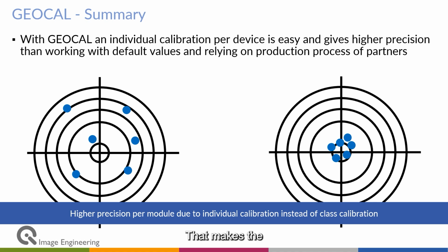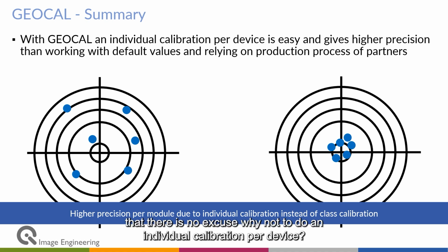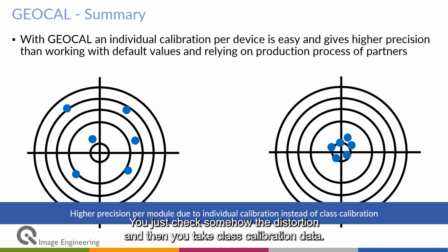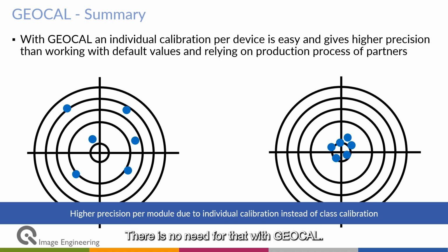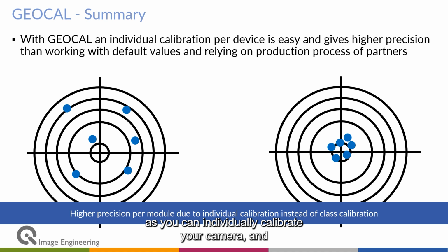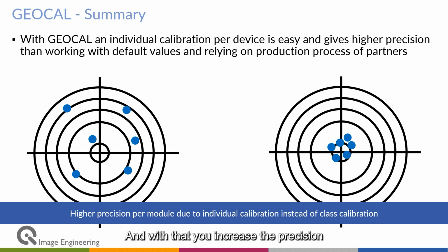That makes the geometric calibration so easy that there's no excuse not to do an individual calibration per device. I know there are production lines where you go with non-individual calibration. You just check somehow the distortion and then you take class calibration data. There's no need for that with GEOCAL. So you can do an individual calibration, and with that you already improve significantly on your production line, as you can individually calibrate your camera. You can have individual coefficients for your camera. And with that, you increase the precision of your entire line or of your product.